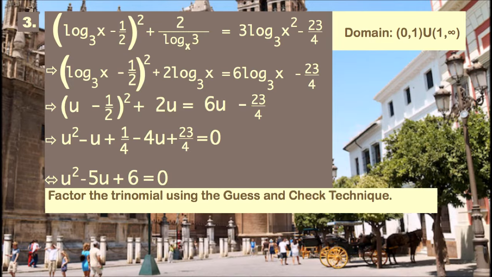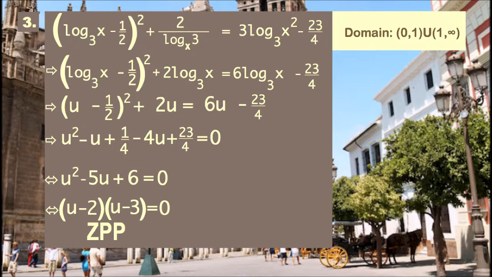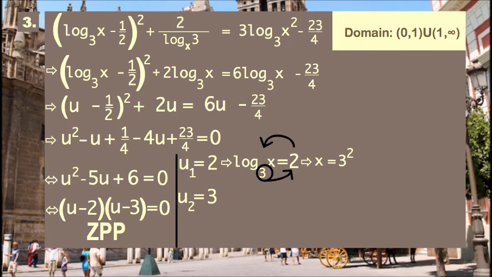Now this is a trinomial, and we can factor it using the guess and check technique. Equivalent to (u minus 2) times (u minus 3) equals 0. Utilizing the zero product property, u1 equals 2, u2 equals 3. From u1, thus log base 3 of x equals 2, and using the definition of a log, thus x equals 3 squared, thus x1 equals 9, which belongs to our domain.